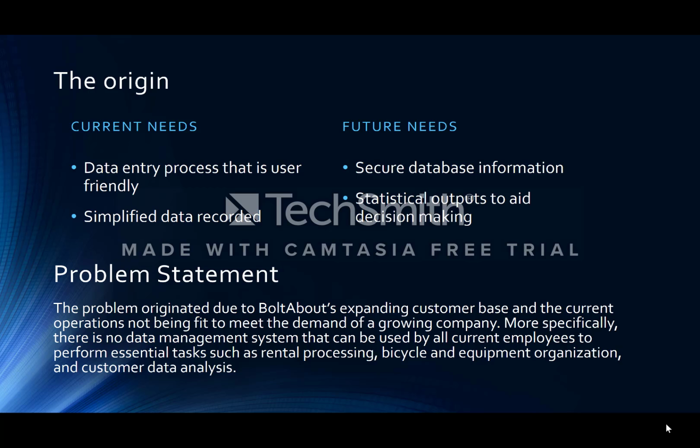So some of the future needs are a secure database and also statistical outputs that the company can use to make better decisions. Currently, what they need is a standardized data entry process that is user-friendly, as I mentioned, and also a simplified data recording system.